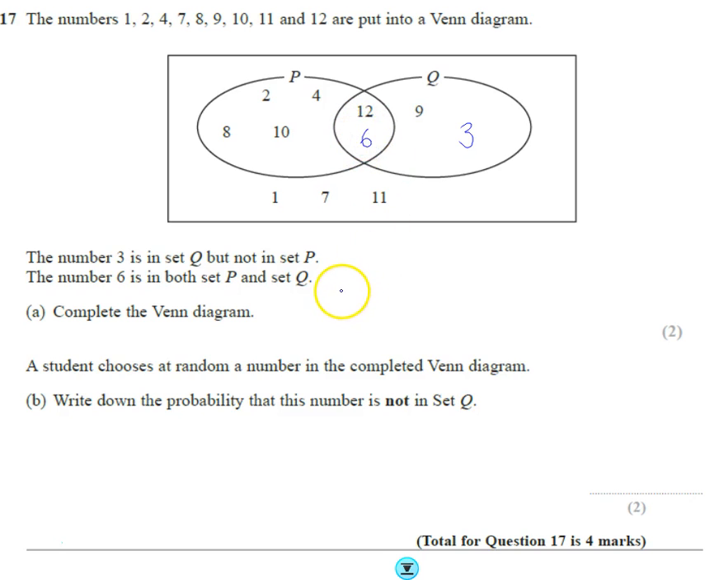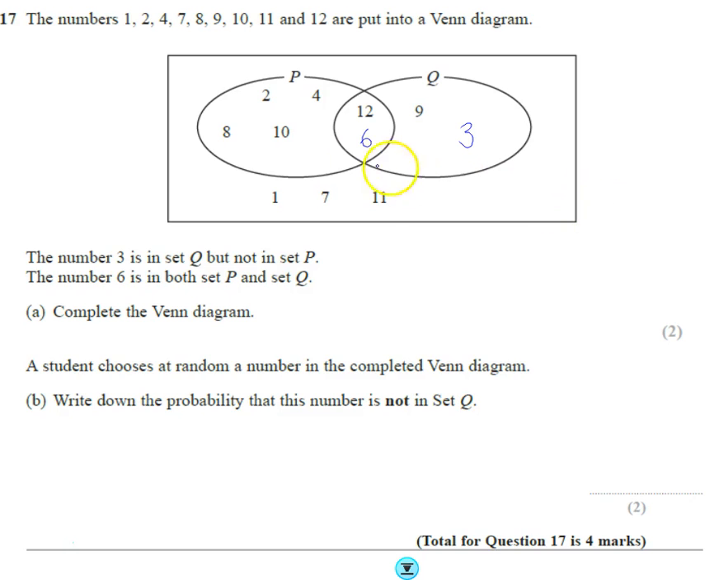Okay? The student chooses a random number in the Venn diagram, so it could be any number inside the box, any number between 1, 2, 3, 4. There's no 5, but there is a 6, 7, 8, 9, 10. Find out the probability that it's not in set Q.